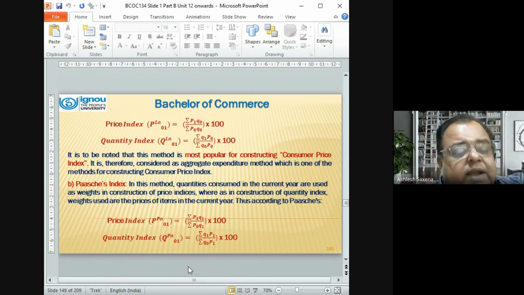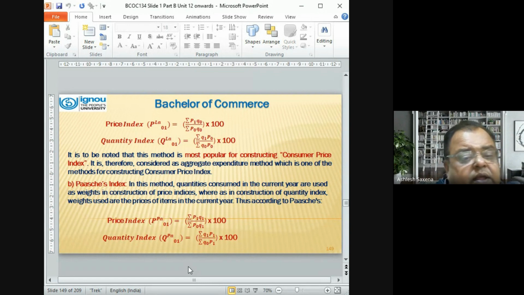It is noted that the method is most popular for constructing the consumer price index. It is therefore considered an aggregative expenditure method, which is one of the methods for constructing the consumer price index. Then the second method is the Paasche index. Now you have to remember one thing, how the things are interchangeable. Both the relations are written in front of you.